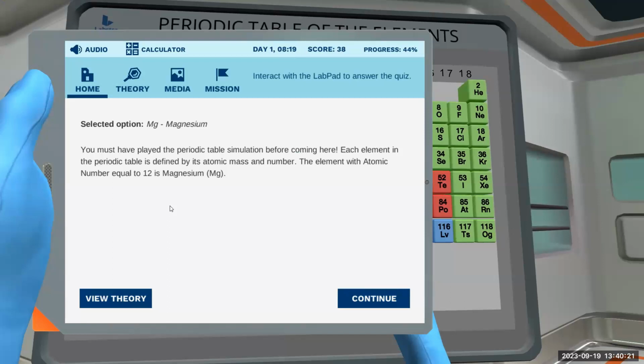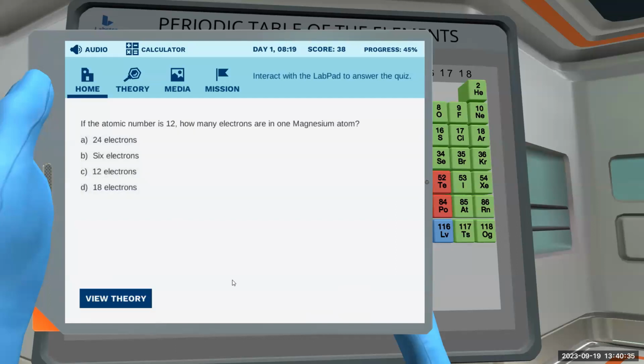You must have played the periodic table simulation before coming here. Sure. Each element in the periodic table is defined by its atomic mass and number. The element with atomic number equal to 12 is magnesium, Mg. If the atomic number is 12, how many electrons are in one magnesium atom? Option A, 24 electrons. Option B, 6 electrons. Option C, 12 electrons. Option D, 18 electrons.